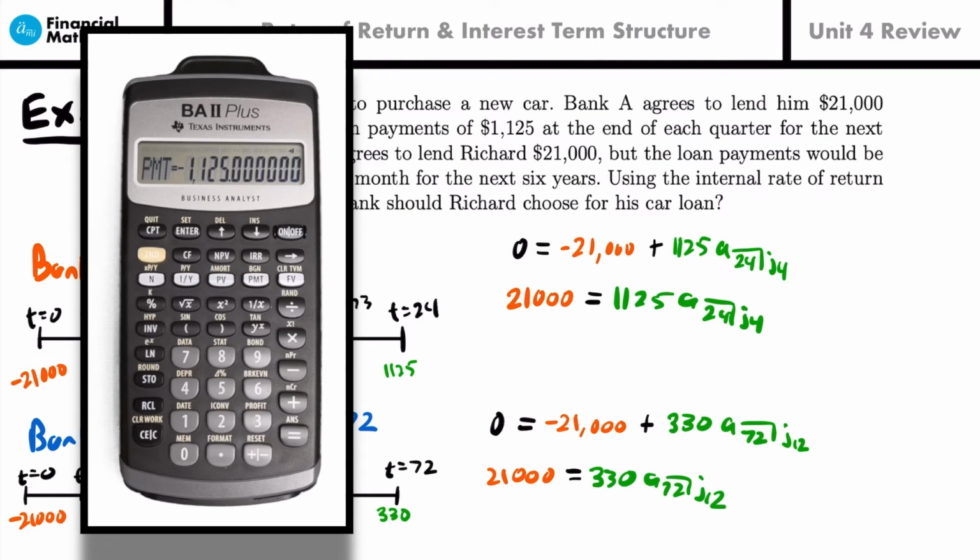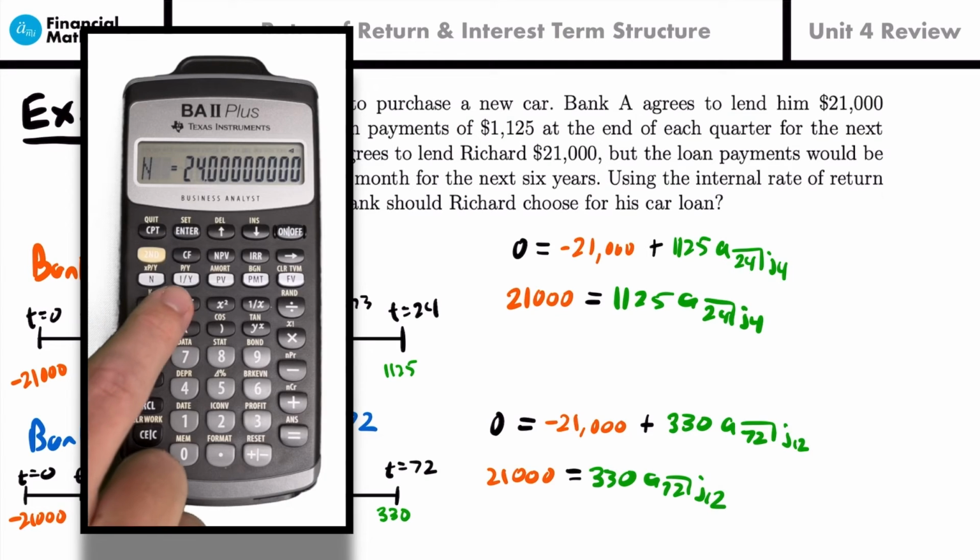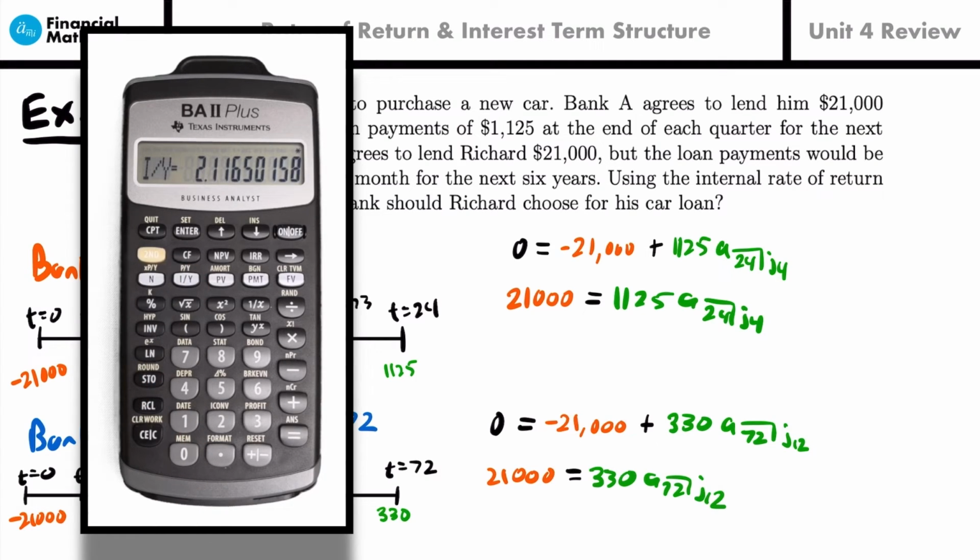Then we have 24 of those payments. So I'll punch in 24, make that N, and then we don't know what the interest rate is, so that's what we're going to compute. So we're going to hit compute and then I/Y for the interest rate, and that will give us an interest rate of 2.12% if you round off to 2 decimal places.